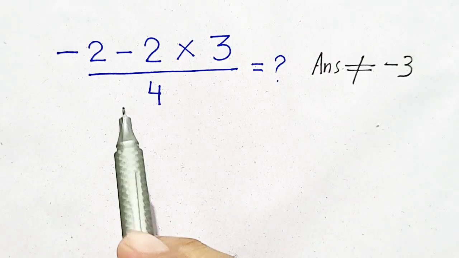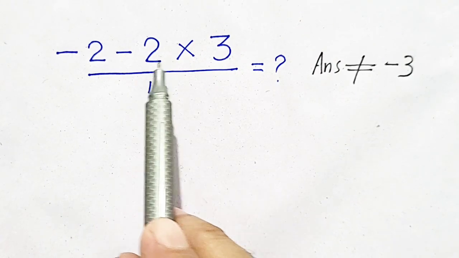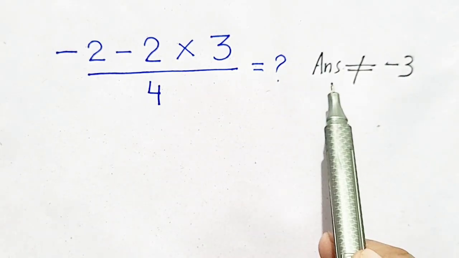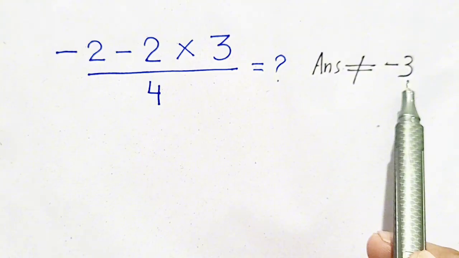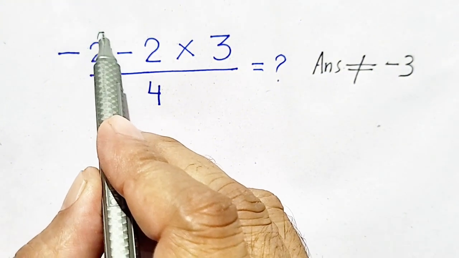Hello, respectable audience. Question is, minus 2 times 3 divided by 4. And remember that answer should not be equal to minus 3. So we will solve it.